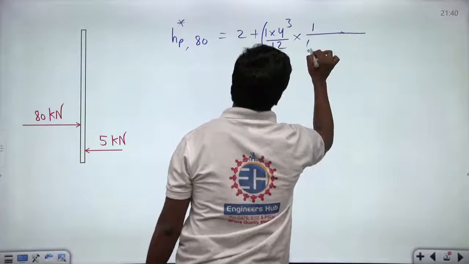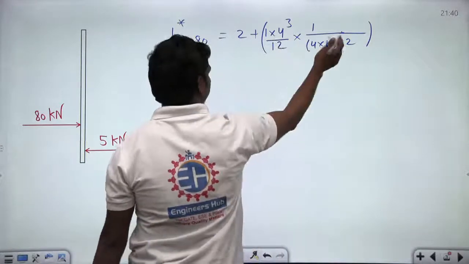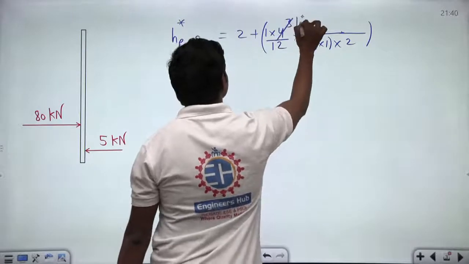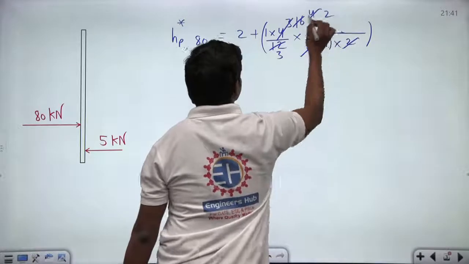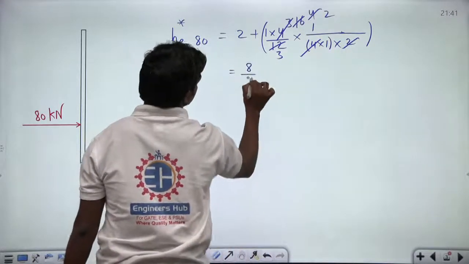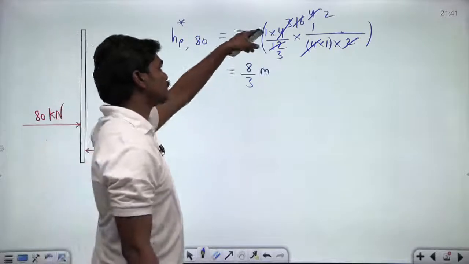So A is 4 into 1, and what about h bar? We have 2. Okay, so if you cancel out a few things, this will be 16, then 4 cancels with 4, so 3 times and it's 4 times. So this will be 2 again. So this is totally 8 by 3 meters, correct? So this is totally 8 because 2 plus 2 by 3. So 2 threes are 6 plus 2, 8 by 3.